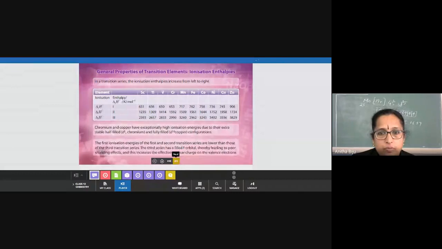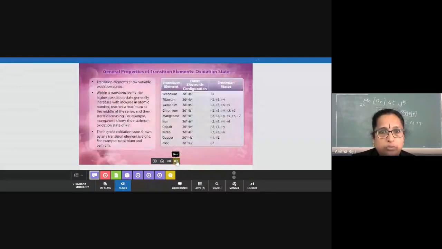Ionization enthalpy we have already seen. Now oxidation state: transition elements are capable of showing variable oxidation states. Within a transition series, the highest oxidation state generally increases with increase in atomic number and reaches a maximum value. All these elements belong to the first transition series: scandium, titanium, vanadium. When moving from the middle to the right extreme, the number of oxidation states keeps decreasing.